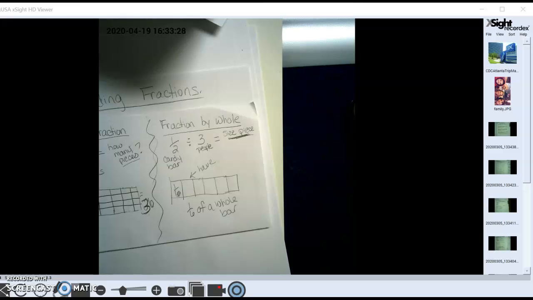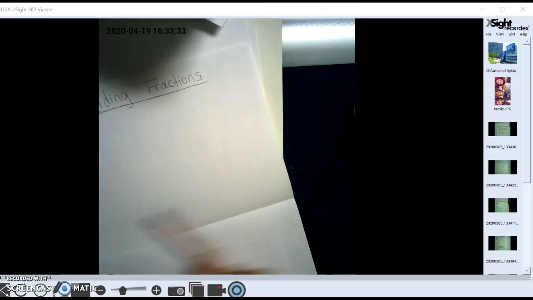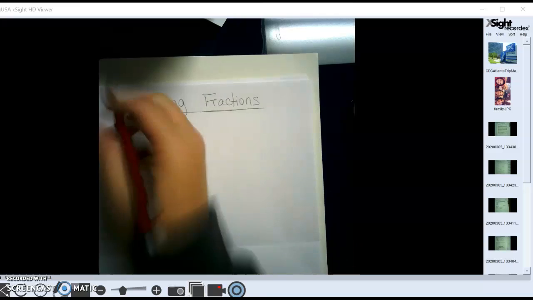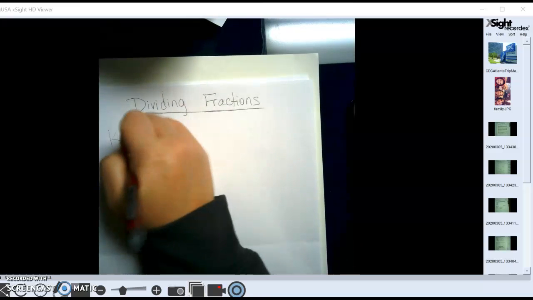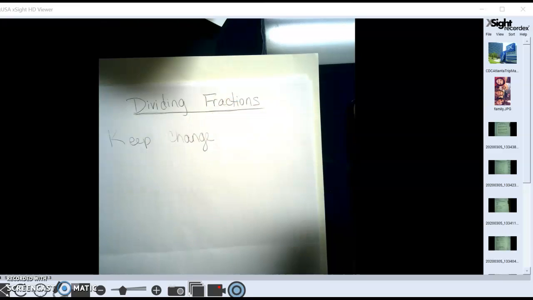All right. Don't worry, we're going to work on the algorithm. So for the algorithm, the thing you need to remember about dividing fractions is: keep, change, and flip.